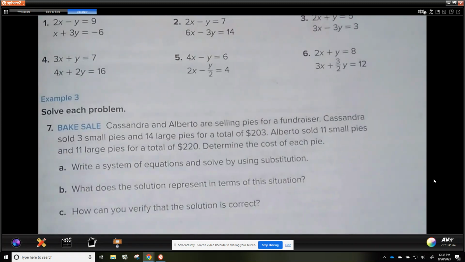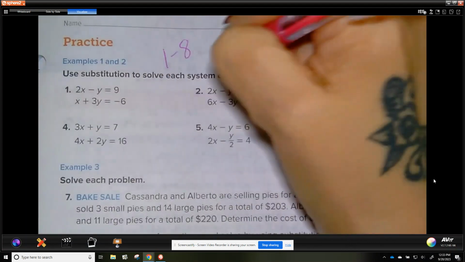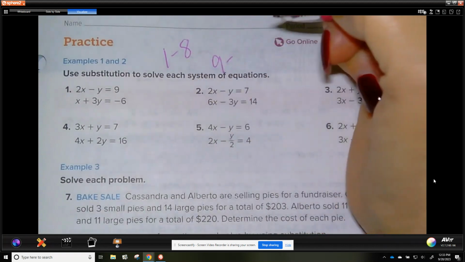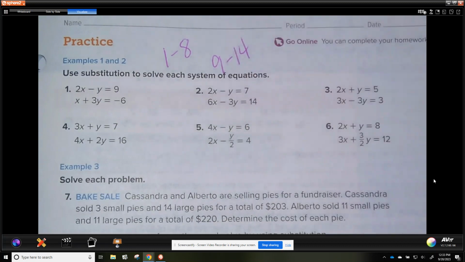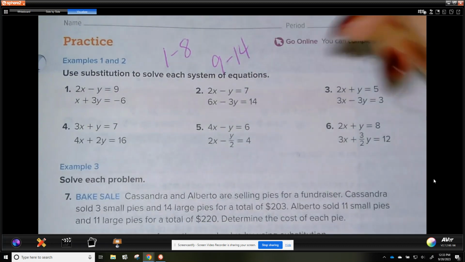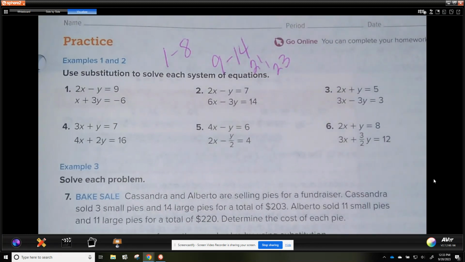All right. This is 2-5. Your assignment for 2-5 is 1 through 8, 9 through 14, 21, and 23. Let me know if you have questions.